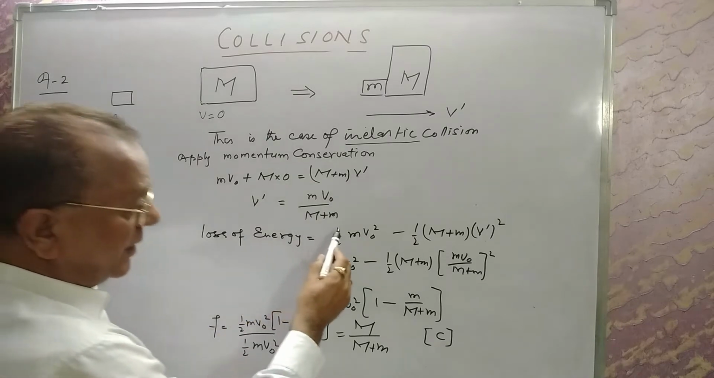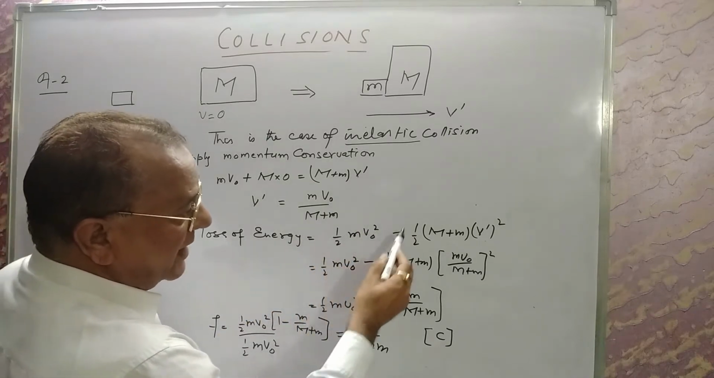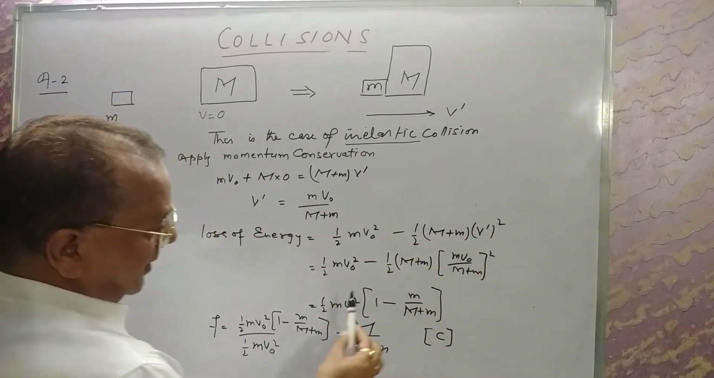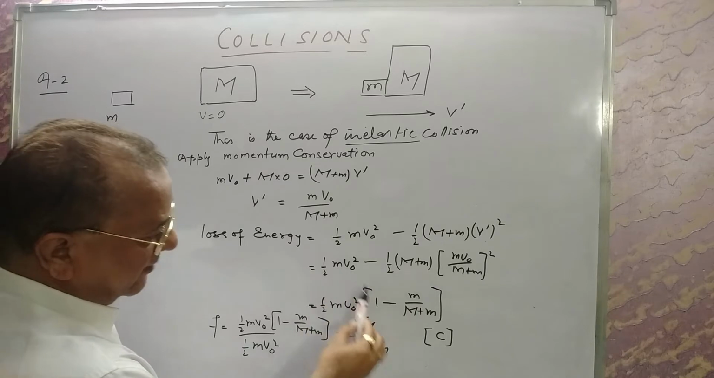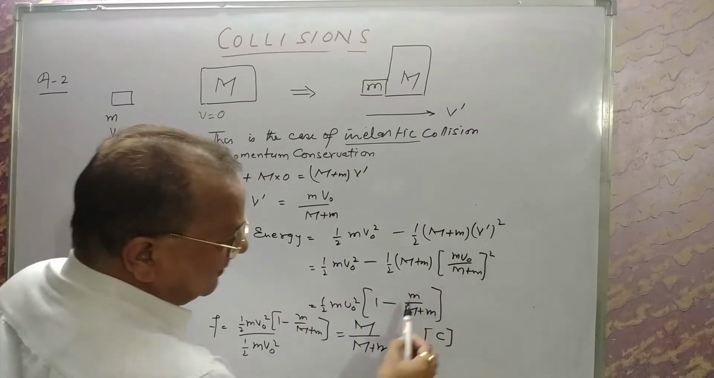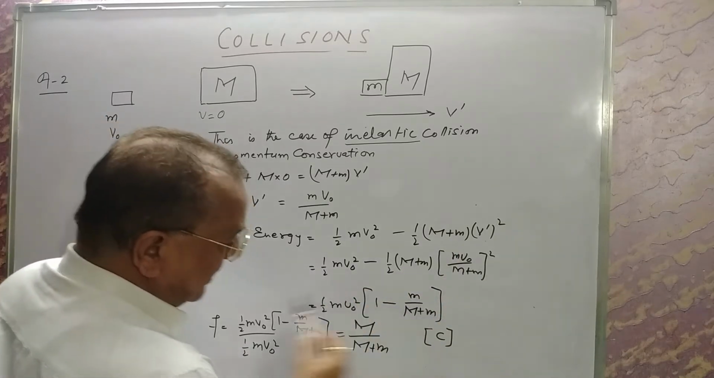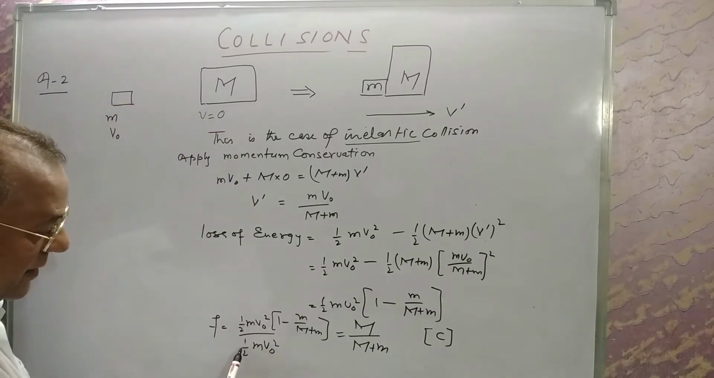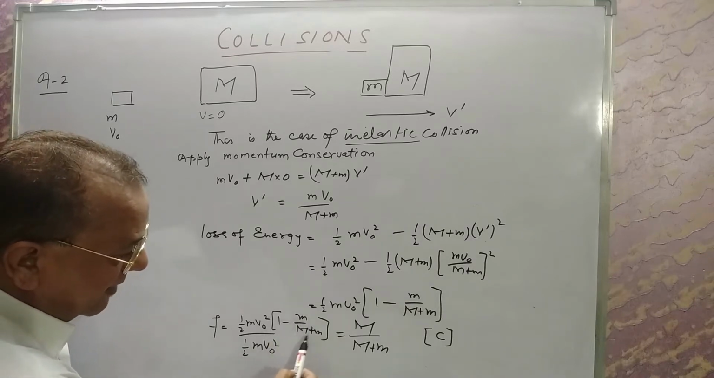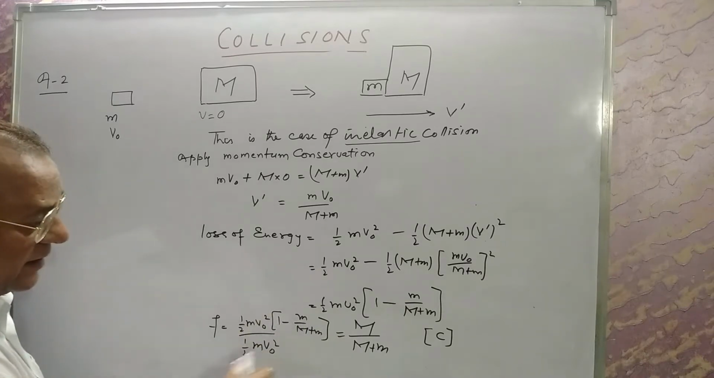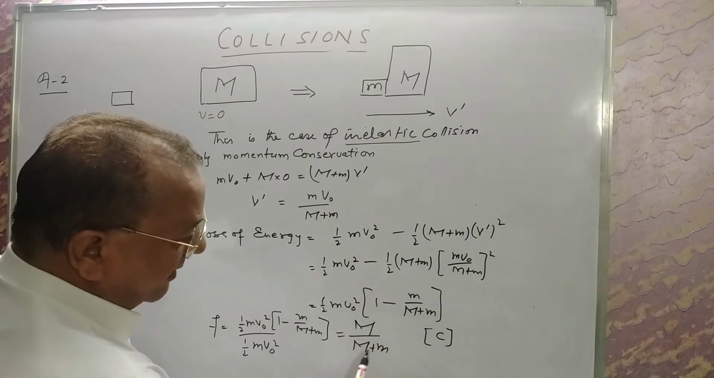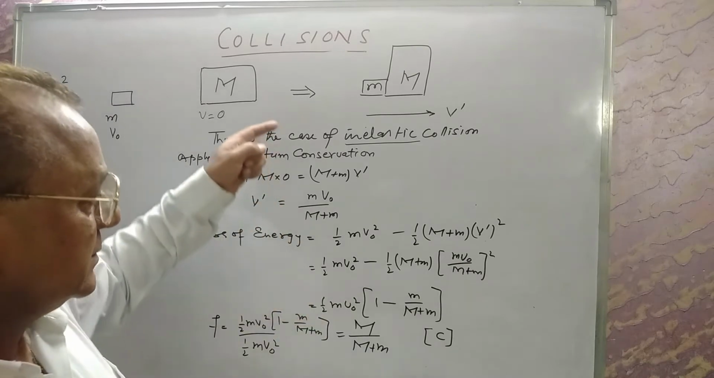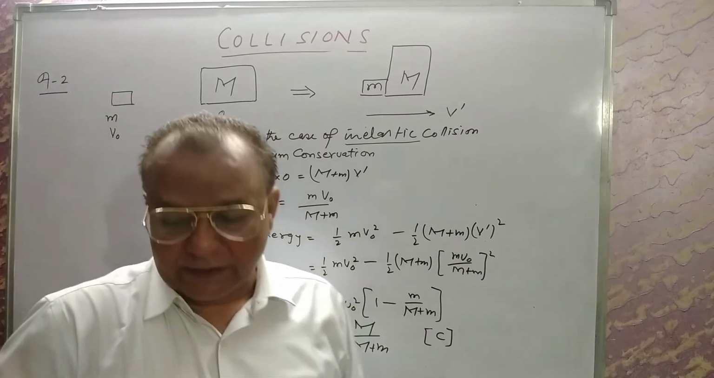Loss of energy is equal to initial energy, half m v naught square, minus half (m plus m) v dash whole square. When you put the value here, you can take half m v square outside: 1 minus small m divided by capital M plus m. So fraction of energy lost is 1 minus small m plus m divided by m, and cutting, what you get is capital M divided by M plus m. C is the answer. I'll tell you a very important method of solving this question using the Dino concept.